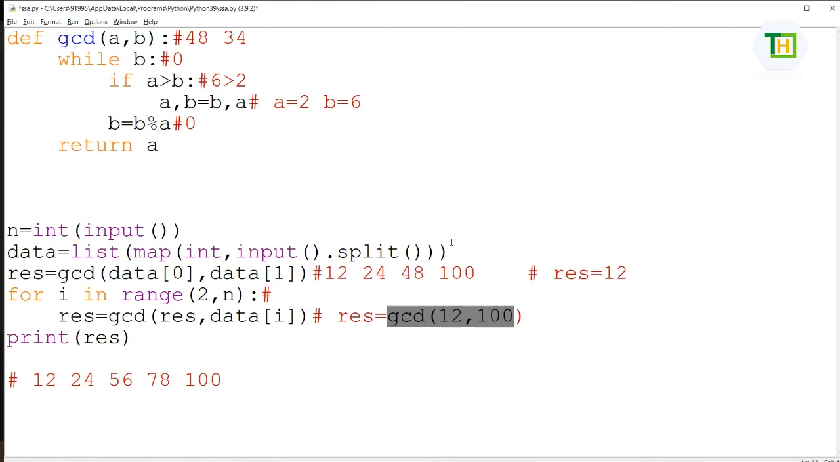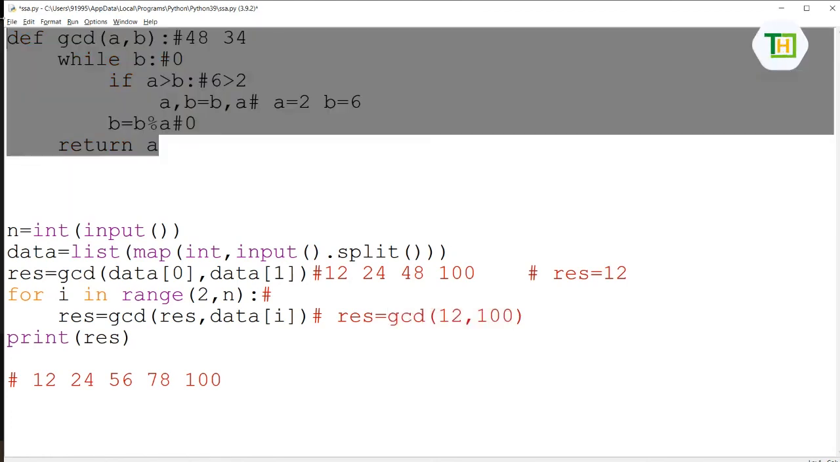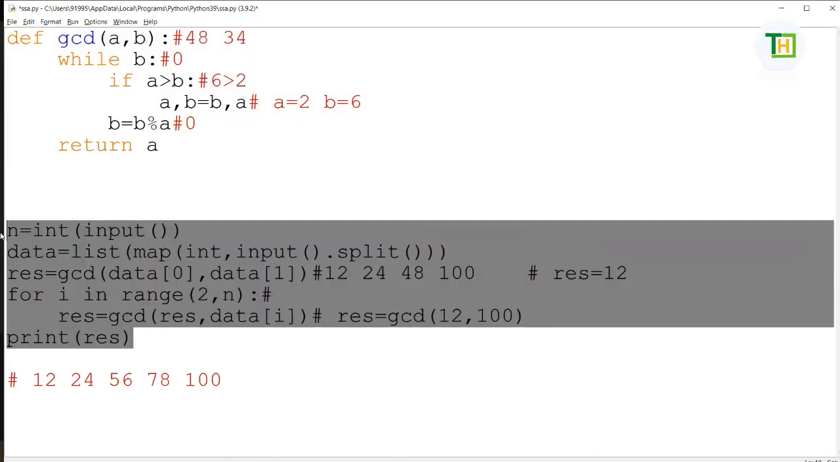We are not modifying the GCD logic here. This logic is the same. If it is working on arrays or anything else, we only change the program. Is it clear, everyone? Finding the GCD of two numbers, and on the array.